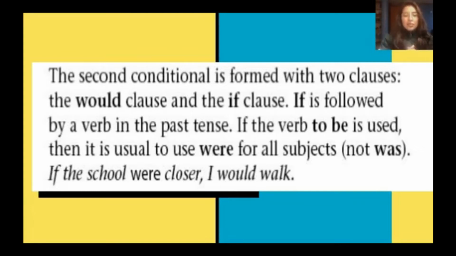It is so important. If the verb to be is used, we have to use were for all the subjects. For example, I were, you were, she, he, and it were. They were and we were.